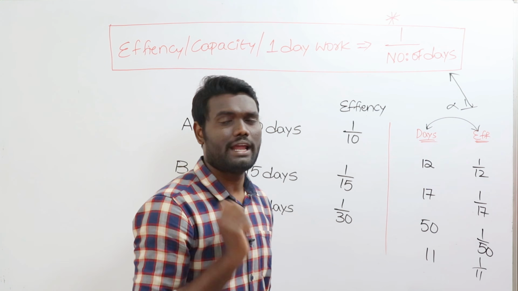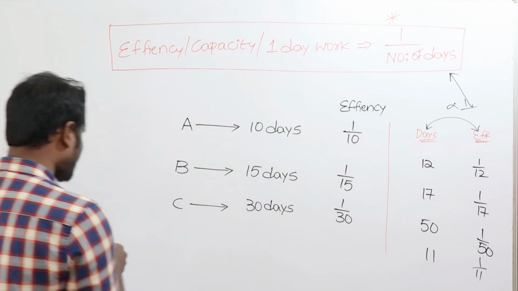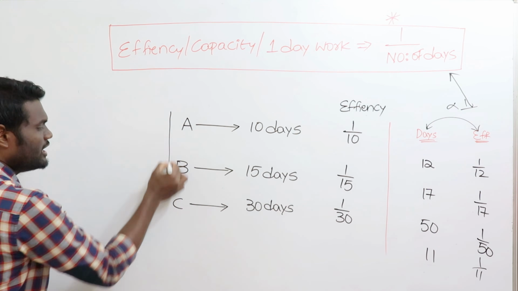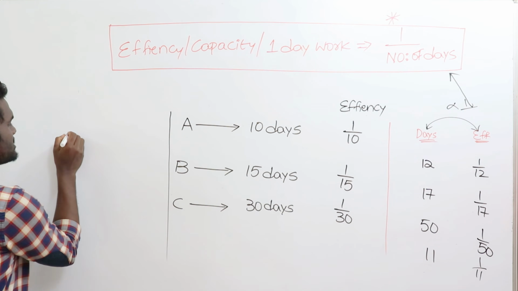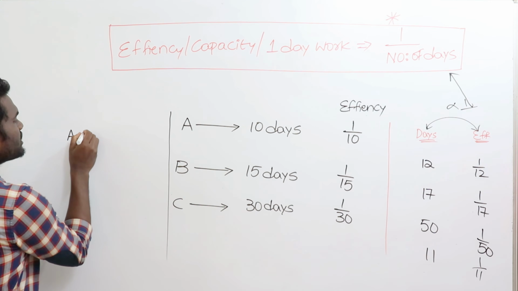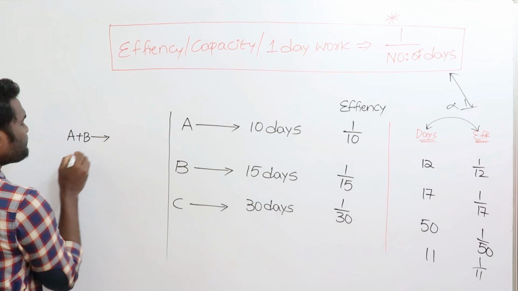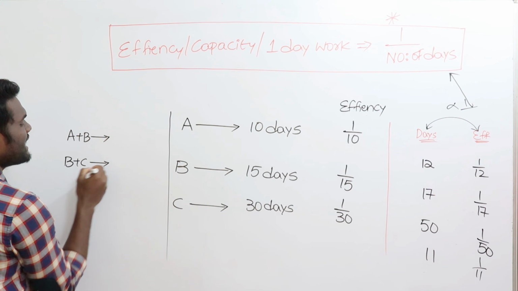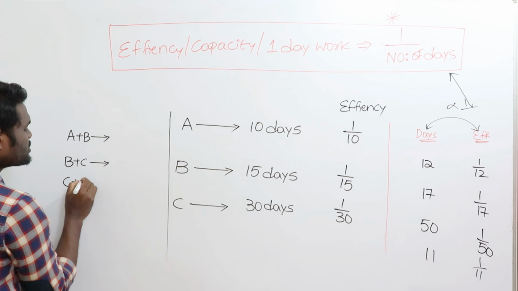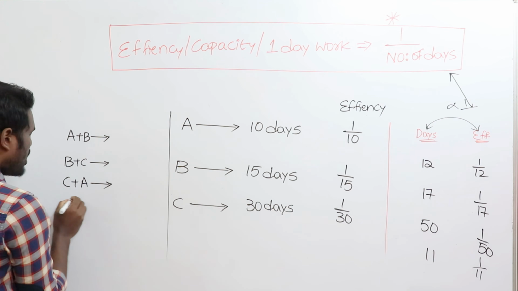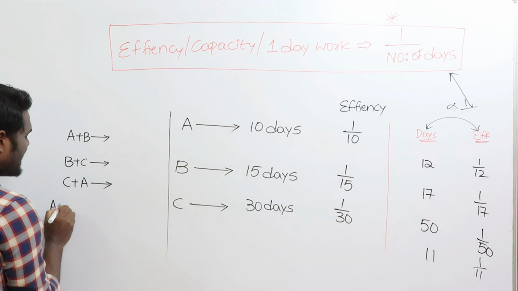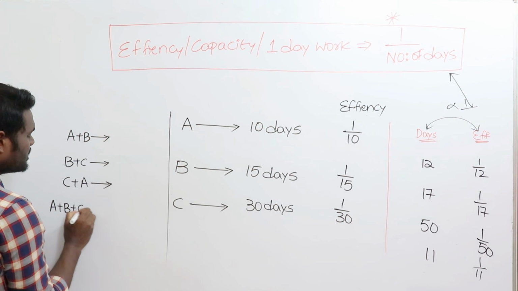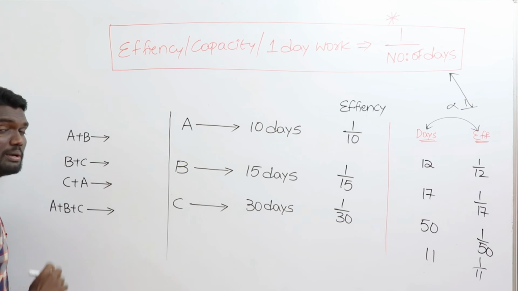Now how do questions look in time and work? The questions generally look in this way. They will ask questions like, if A and B work together, how many days are they going to take? Or if B and C work together, how many days are they going to take? If C and A work together, how many days are they going to take? Or if all A, B, C are working together, how many days are they going to take? The questions will be in this way.